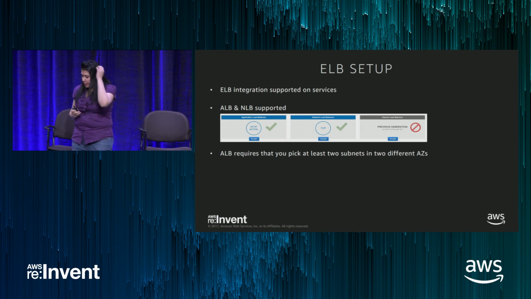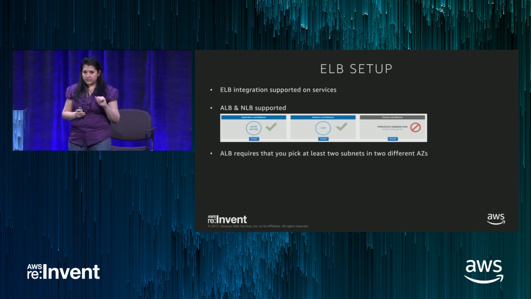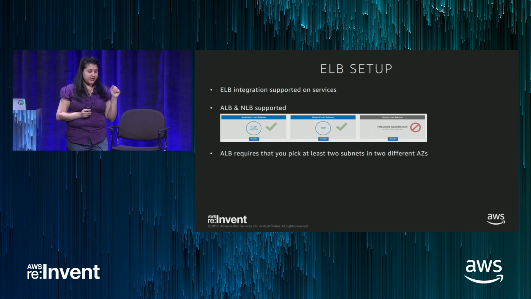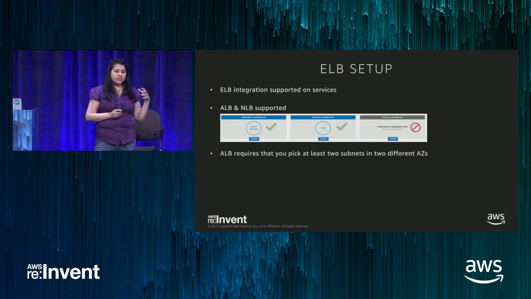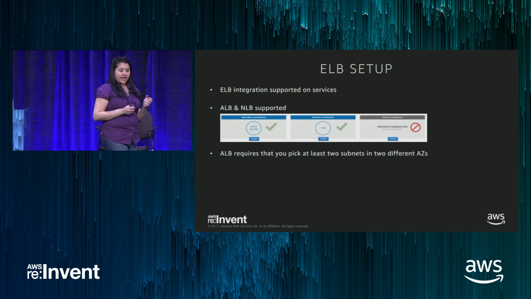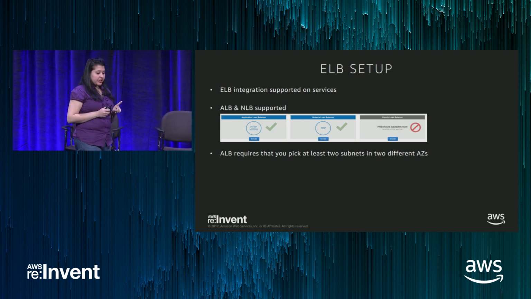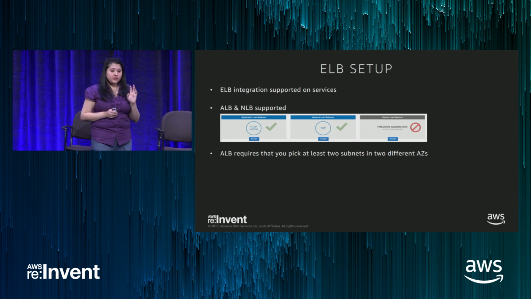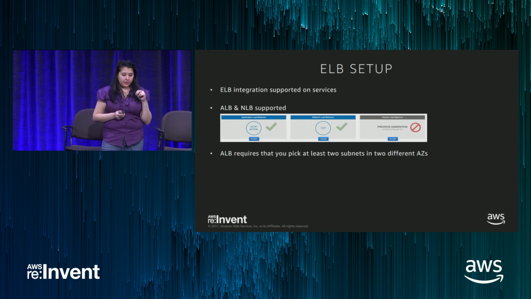And just a few pointers before we move on into the networking setup. Before you actually create the service with ECS, you will have to go into the ELB console and create your load balancer and set that up. And just a few pointers, when you're doing that, ALB requires you to pick at least 2 subnets in 2 different availability zones. That's a requirement of ALB, again, so that you can build redundancy into your load balancer.